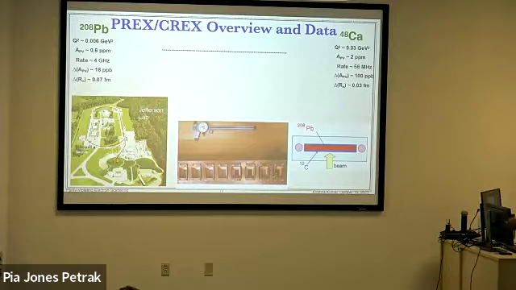So here is what it actually looks like. Why do we have so many targets? Because we knew we were going to punch holes through them.